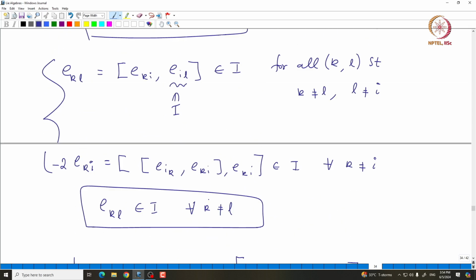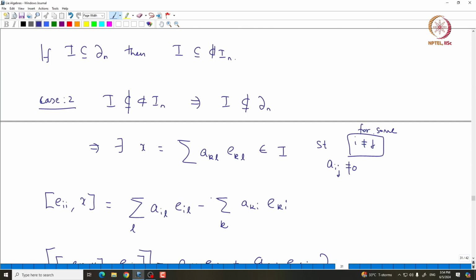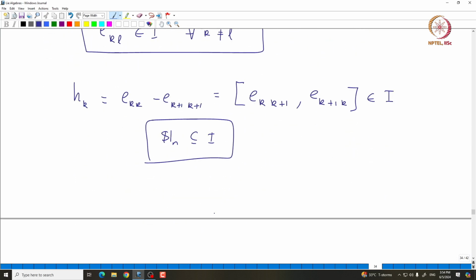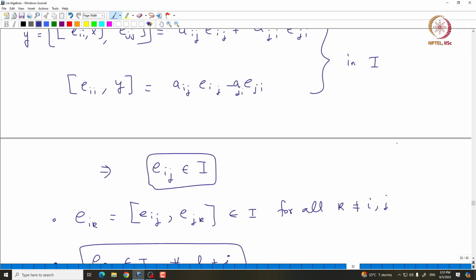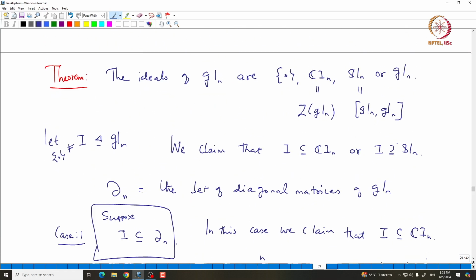Now, we assumed that I is not contained in the one dimensional space spanned by the identity, and that implies that I is contained inside SLN. That is what we proved. Since SLN has codimension 1, I must be either SLN or GLN. So this implies I is either SLN or GLN, and this completes the proof of this theorem. That asserts that all the ideals of GLN are nothing but either 0, the center, the derived algebra, or GLN itself.